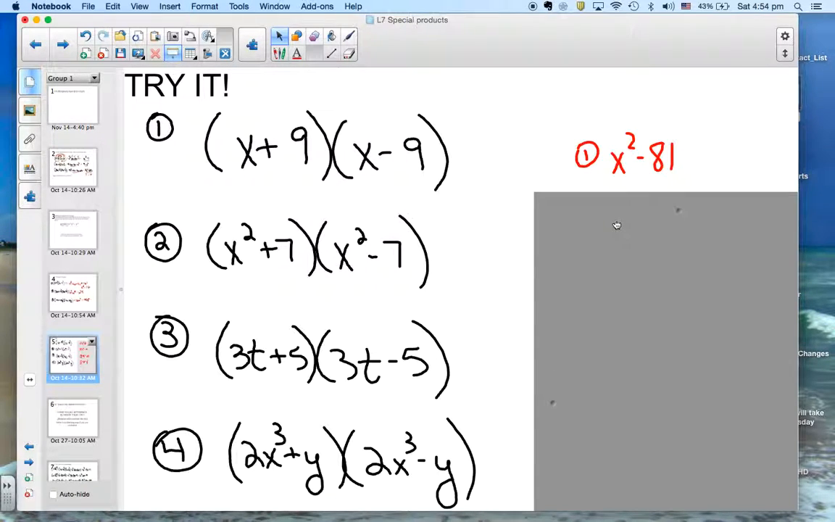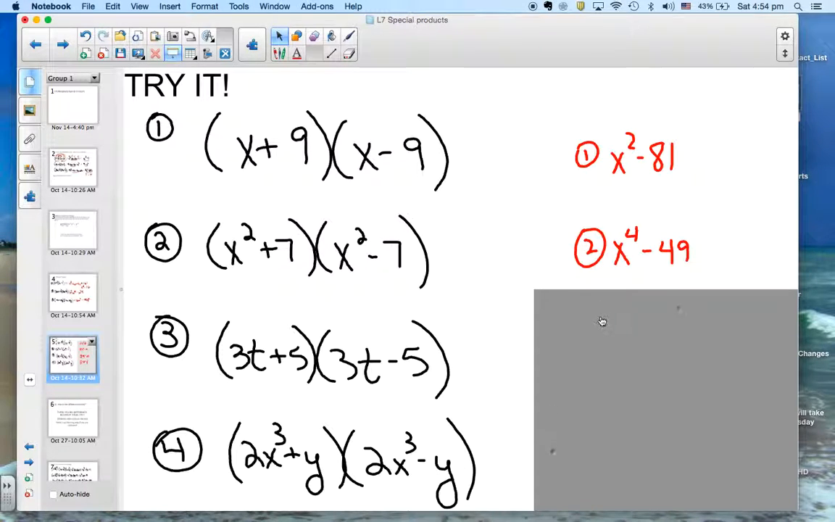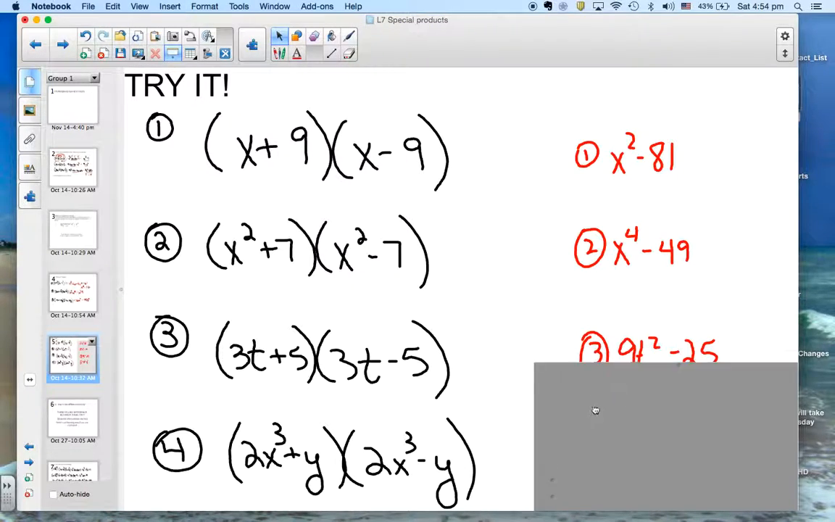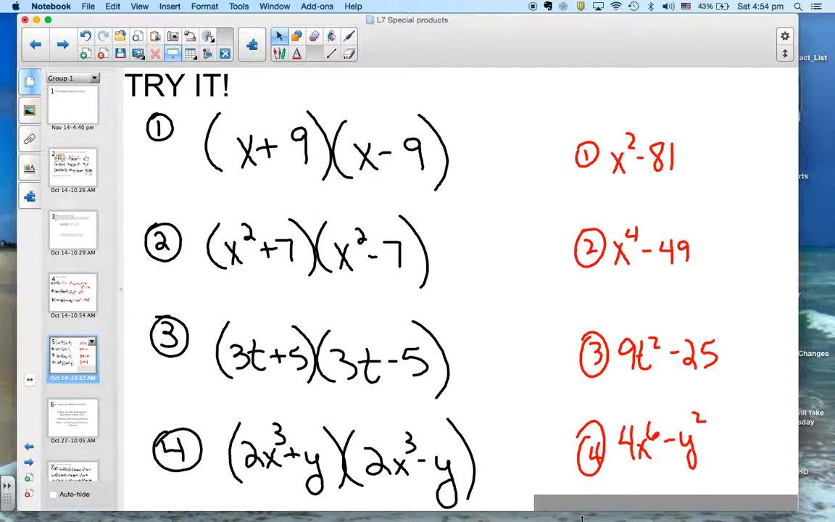Problem number 1, you should have gotten x squared minus 81. Number 2, you'll notice when you square x squared, you get x to the 4th minus 49. Number 3 is 9t squared minus 25. And number 4 is 4x squared minus y squared. So that's a very special pattern called difference of squares, and you should learn it and know it.